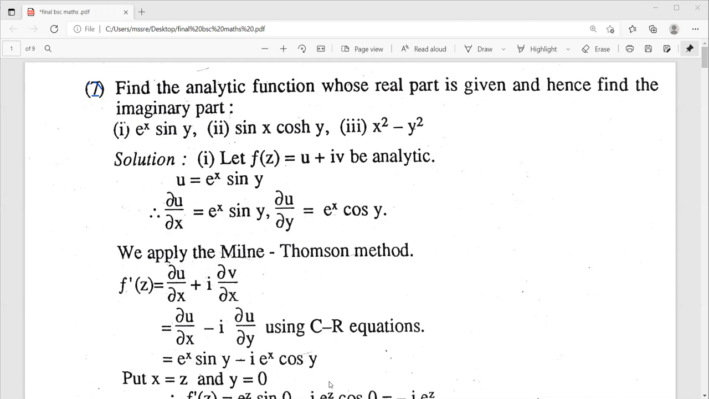We apply Milne-Thomson method. What is Milne-Thomson method? By putting x equals z, y equals 0 in f dash of z. For that we require f dash of z. So f dash of z is delta u by delta x plus I into delta v by delta x. It's a formula. Delta u by delta x plus I into delta v by delta x is f dash of z. Now we shall use the CR equation.